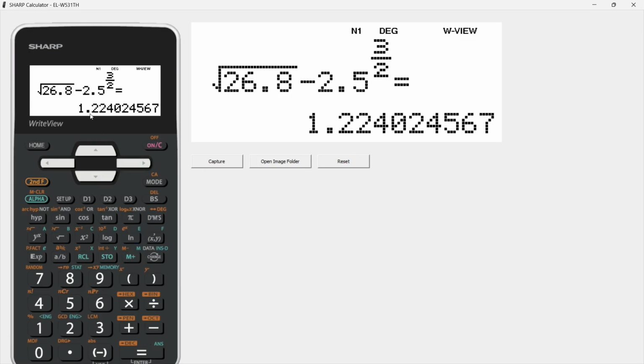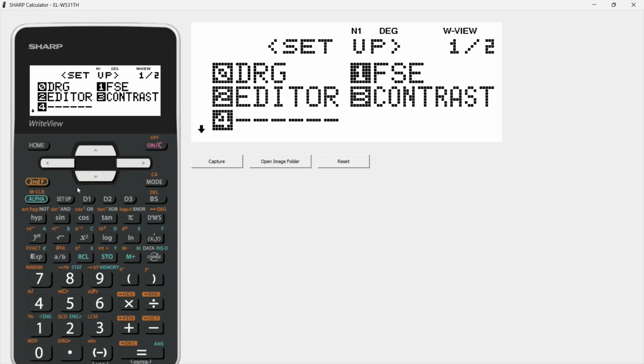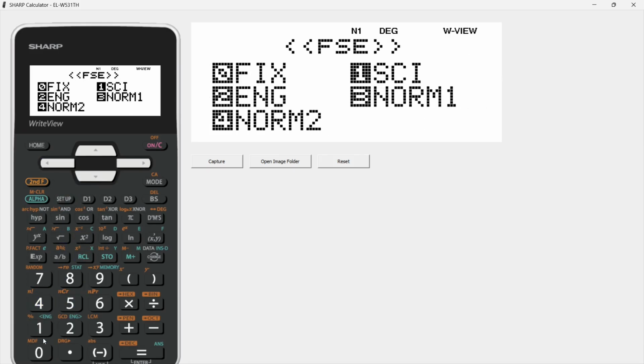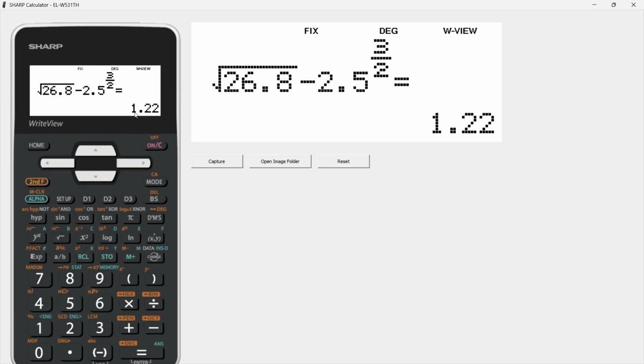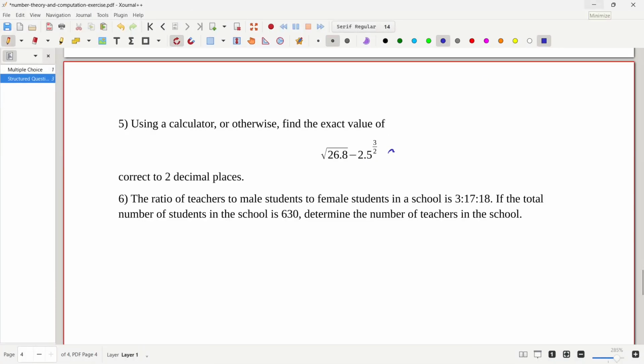I will get 1.224024567, and I can't get that in the form of a fraction, because it's not possible for me to get a nice fraction in the corner here. So what I'm going to have to do now is write this, and they asked me for 2 decimal places, so I'm going to go back to setup. I'm going to FSE 1. I'm going to fix, which is 0, and I'm going to choose 2 decimal places here, and then I will get 1.22.